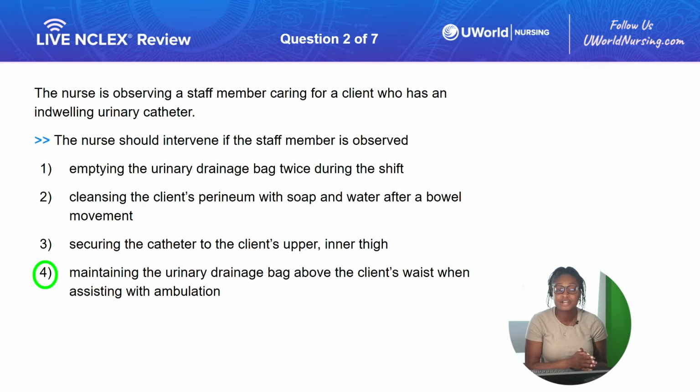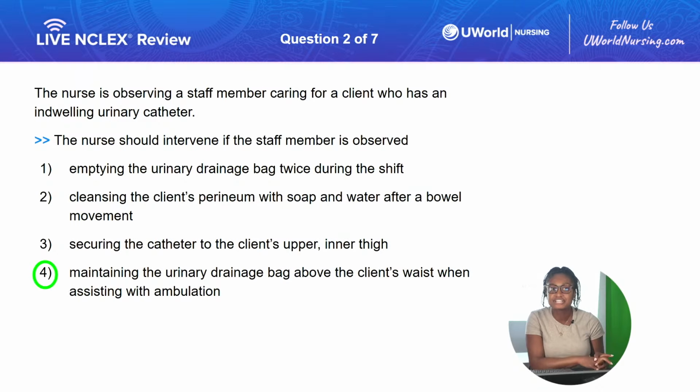Options 1, 2, and 3 are all correct interventions and things that we want to do. We want to empty the urinary drainage bag at least twice during the shift. I always recommend maybe even emptying it earlier, especially if they're on a diuretic or something. You always want to empty the bag when it's two-thirds to half full, but at least twice during the shift. Option 2, cleansing the client's perineum with soap and water after a bowel movement. This ensures that the perineum area is very, very clean by being very thorough and cleaning away from the catheter so no bacteria gets on the tubing and goes back into the bladder.